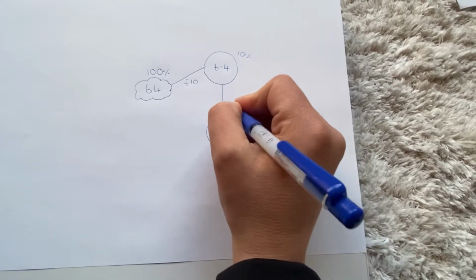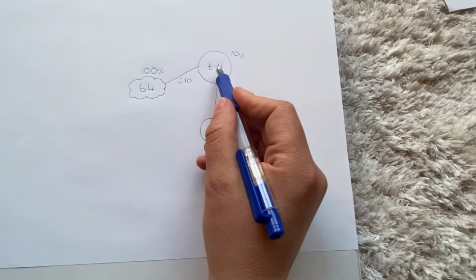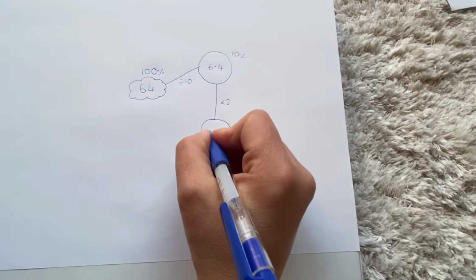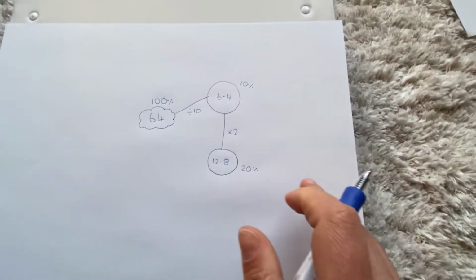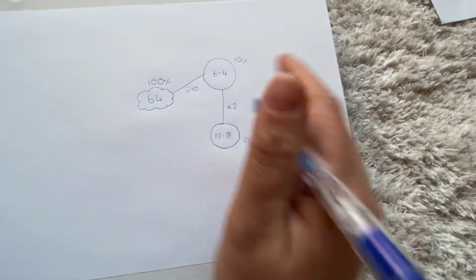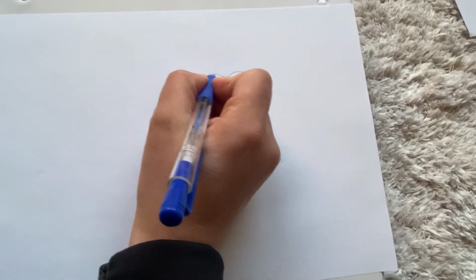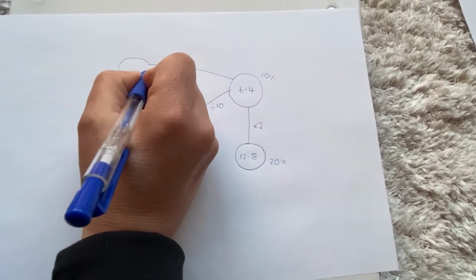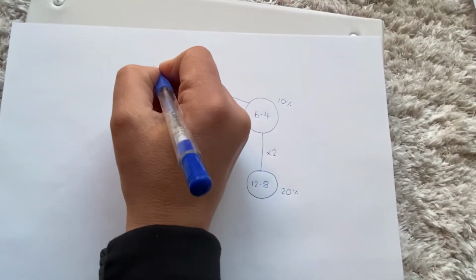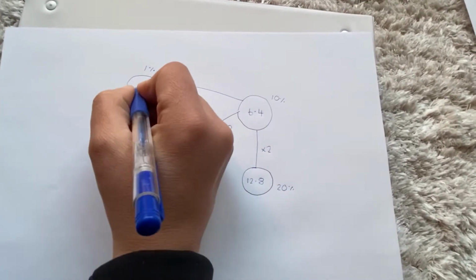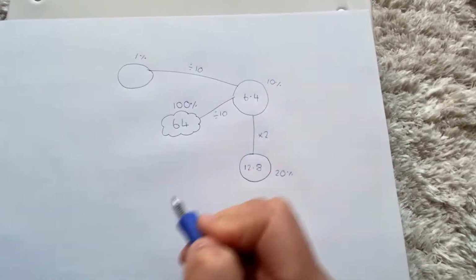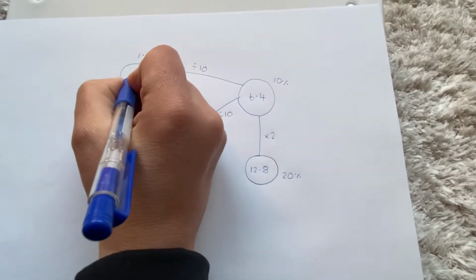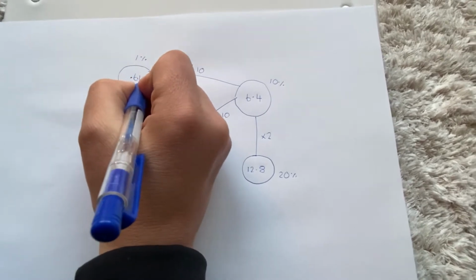Okay, so I can also take that to 20%. And I do that by timesing by 2. So 6.4 times by 2 is 12.8. Okay. I can also go to 1%, which is divide by 10. So 6.4 divided by 10 takes me to 0.64.